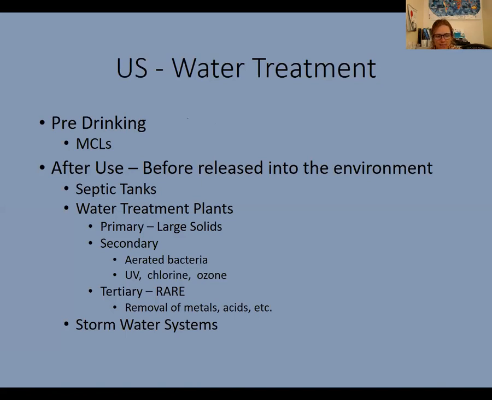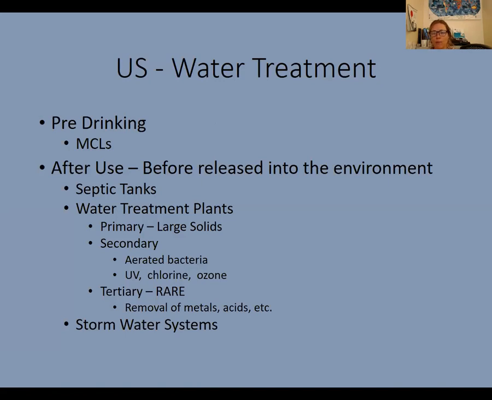Okay, so the last topic that I want to address is water treatment. We usually go on a field trip to the water treatment plant in Quincy, and unfortunately we're not going to be able to do that this spring. But as I mentioned, we regulate water in two ways. We regulate water in the environment, and then we regulate water that we're going to drink.